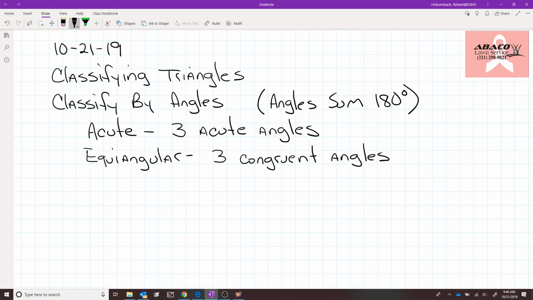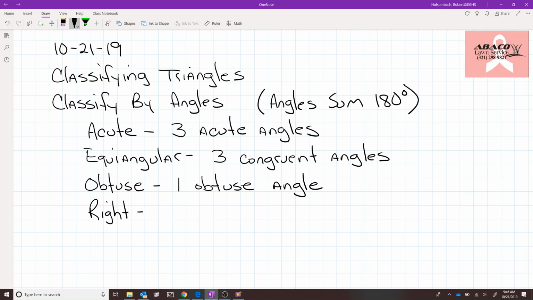Then you've got an obtuse triangle. In an obtuse triangle, there is one obtuse angle. And the fourth type of triangle, when you're classifying by angles, is a right triangle. And in a right triangle, there is one right angle.